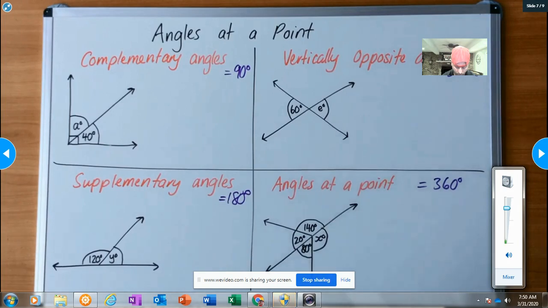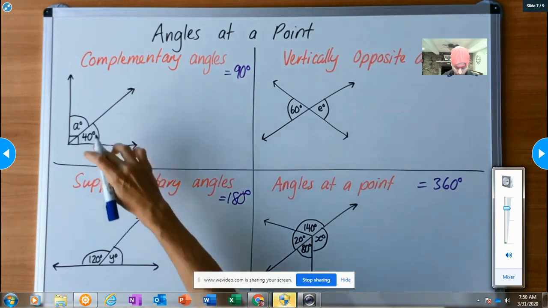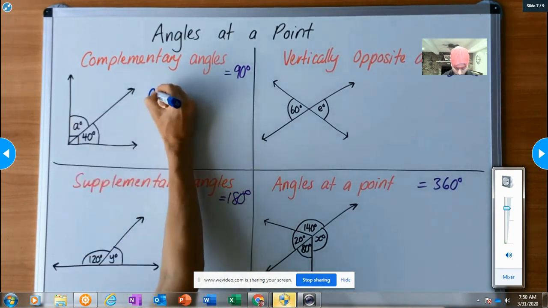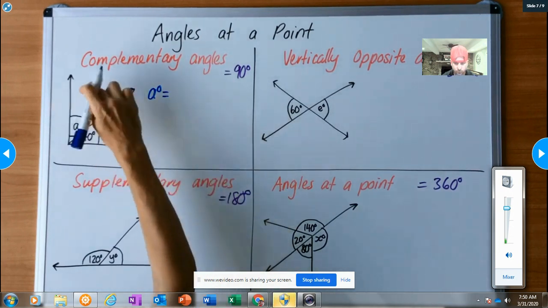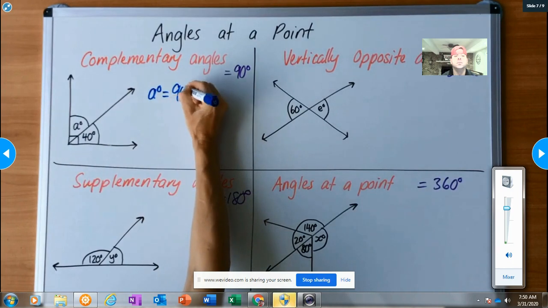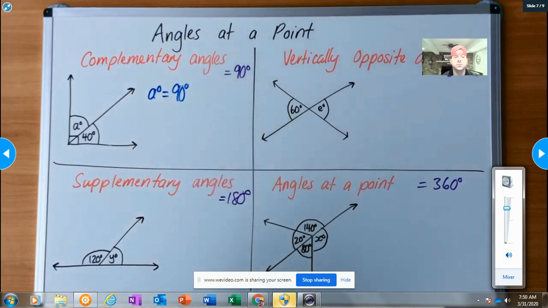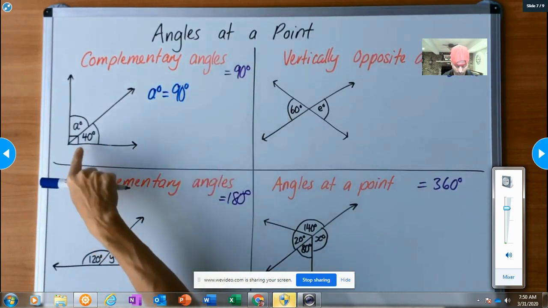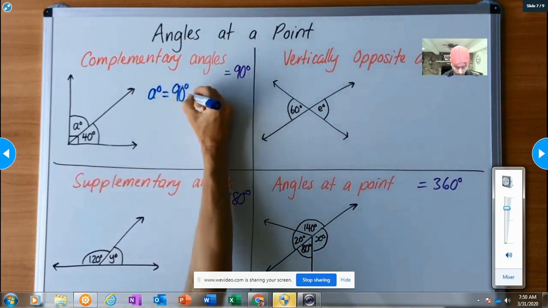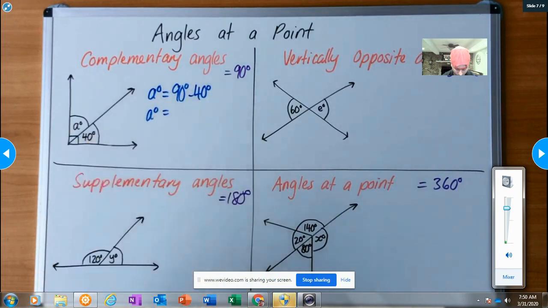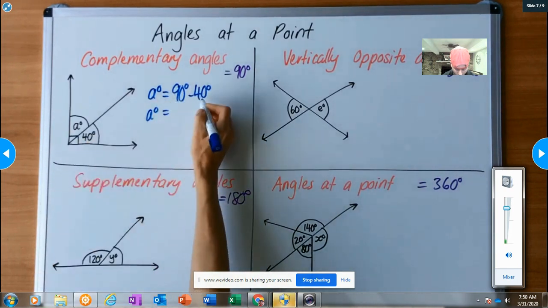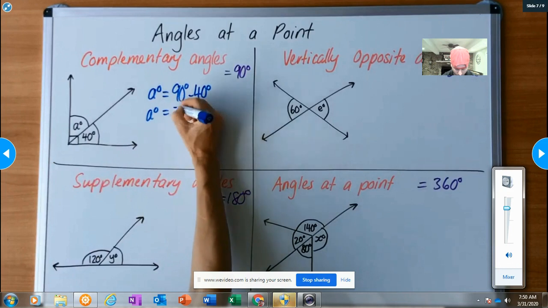So let's take a look at the first one here. We're trying to find angle A. So we go angle A equals, so 80 degrees equals. Now I know that all adds up to 90 degrees. So if I have 90 degrees and then subtract what I've been given here, which is 40 degrees, what I find that's left over will be my missing angle. 90 degrees minus 40 degrees is 50 degrees. So I've now solved the unknown angle.